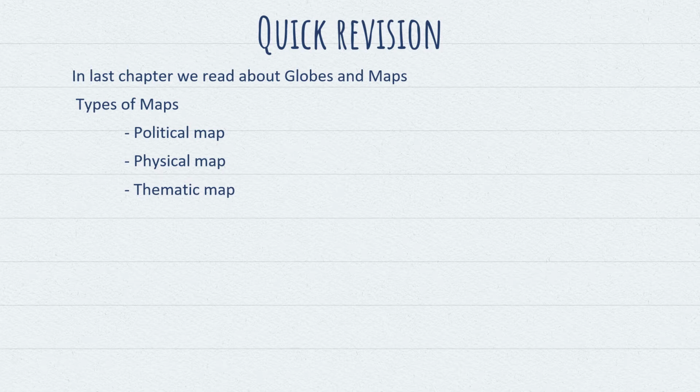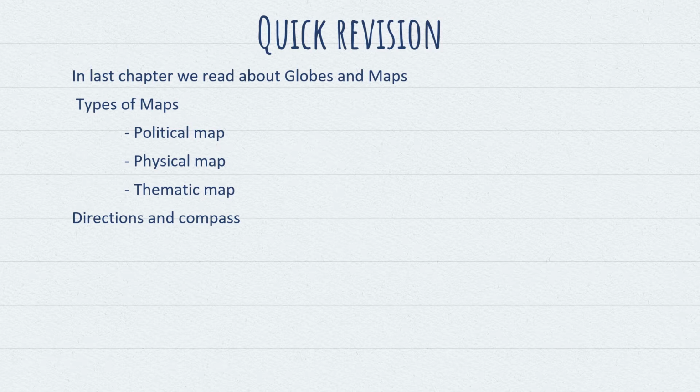We must also learn to read the language of the map. We have different color schemes for the map, such as light brown to show plateaus, dark brown to show mountains, and yellow to show agriculture land, and a key is given on each and every map. The next thing we studied in this chapter was directions and compass.